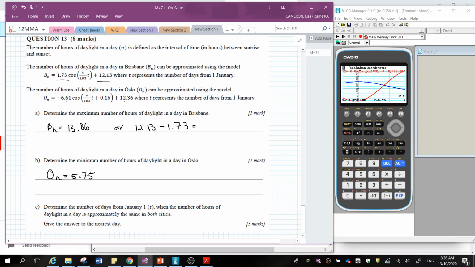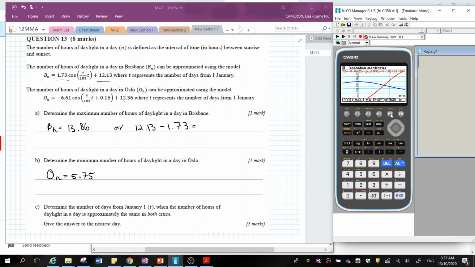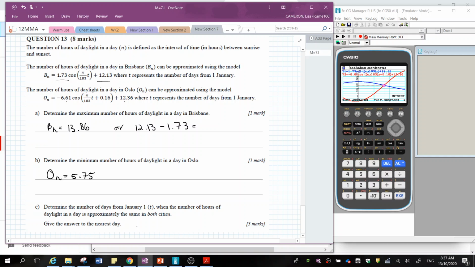Now the next one down here, determine the number of days from January 1st when the number of hours of daylight in a day is approximately the same in both cities. So we're looking at this point where they touch because that is when the daylight is similar. So I'm going to go F5 for G-solve, intersection point, and I can see that that happens at the coordinate of 82.5, and y equals 12.39.